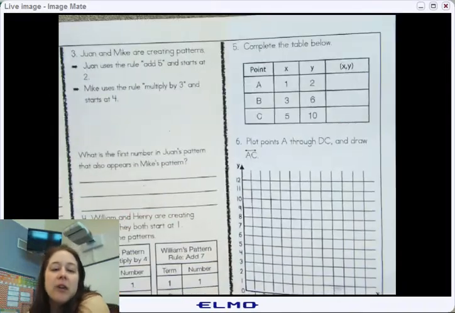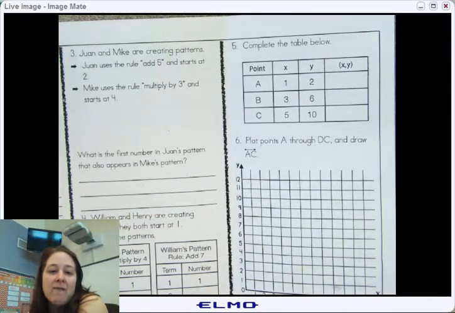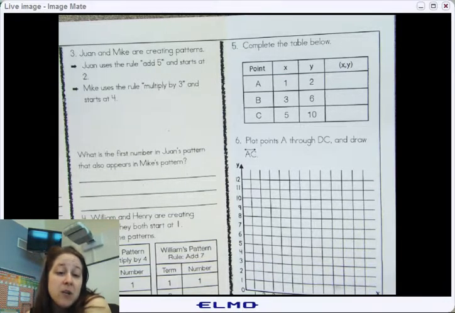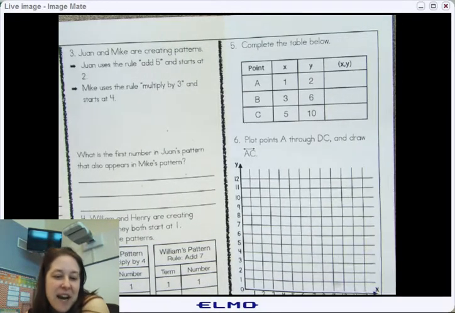Juan and Mike are creating patterns. Juan uses the rule add 5 and starts at 2. Mike uses the rule multiply by 3 and starts at 4. What is the first number in Juan's pattern that also appears in Mike's pattern? Well, I can't do this in my head. I actually have to draw this out.